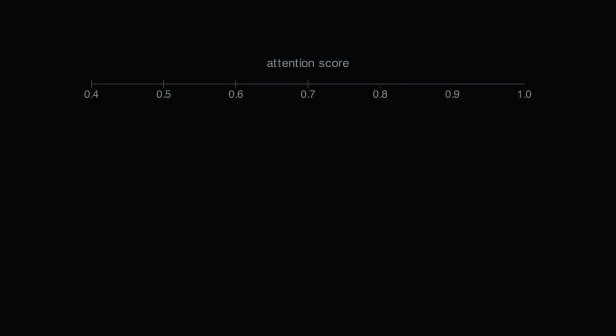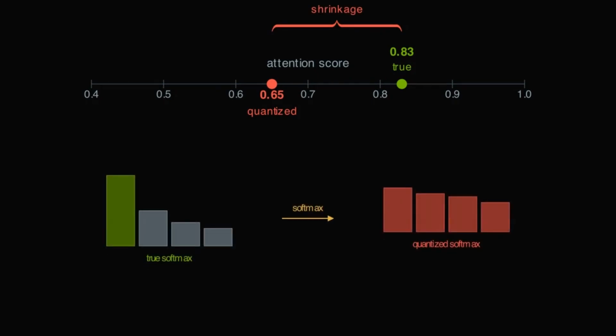But here's the catch. When you try to reconstruct those vectors from 3-bit indices, there's a small reconstruction loss, which shrinks the vectors towards 0. That means every attention score ends up a little too small. And because softmax exponentiates those scores, even a small bias gets amplified into a completely warped attention distribution.